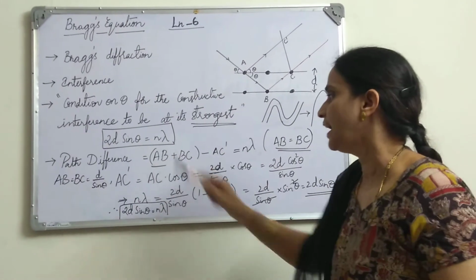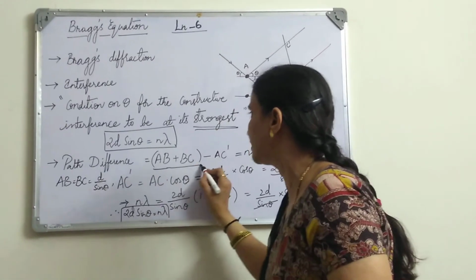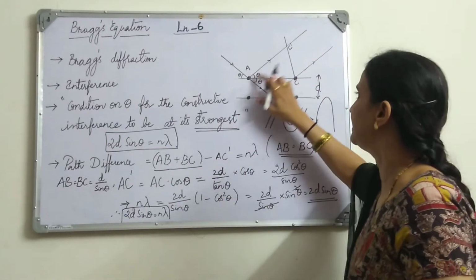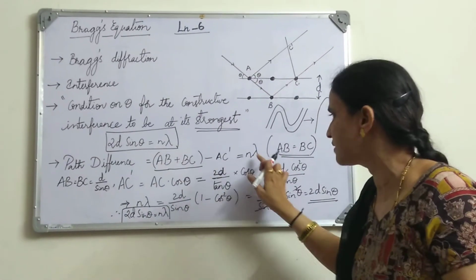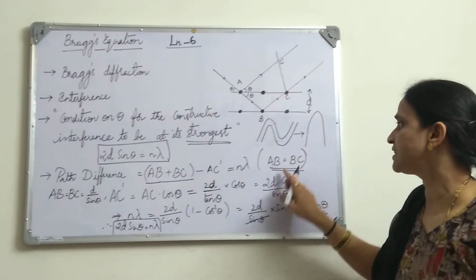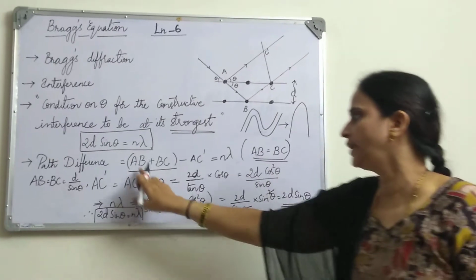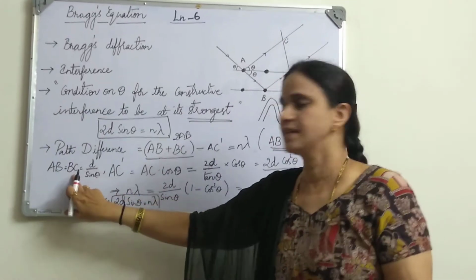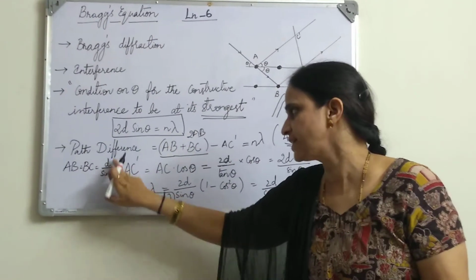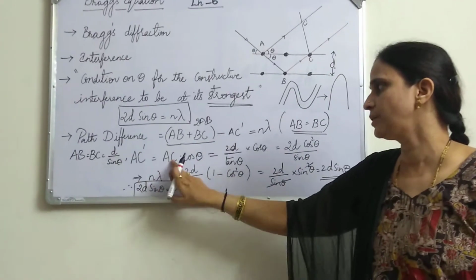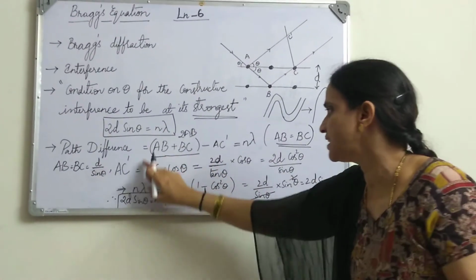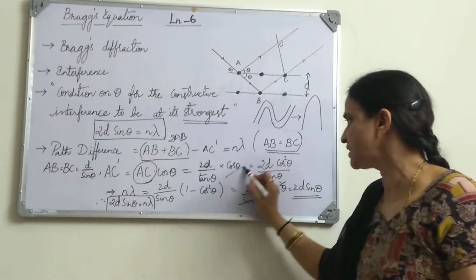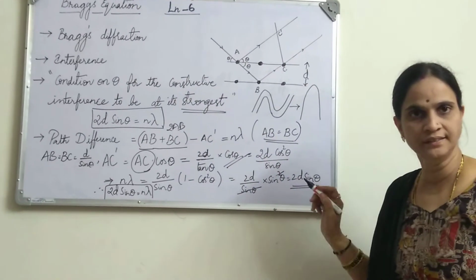And the path difference, as I already said, that is AB plus BC minus AC dash, is the path difference, that is equal to n lambda. But according to basic mathematics, AB is equal to BC, and then this becomes 2AB. AB, according to trigonometric ratios, is d by sin theta, and AC dash is equal to AC cos theta. Then AC itself is 2d by tan theta, into cos theta. Then further simplification, 2d cos square theta by sin theta it gives us.